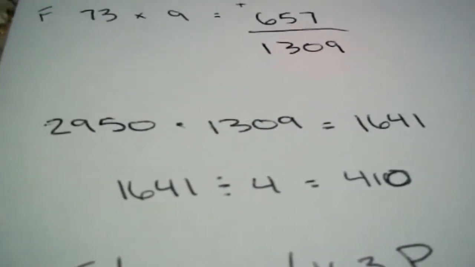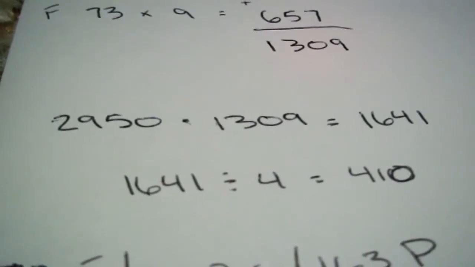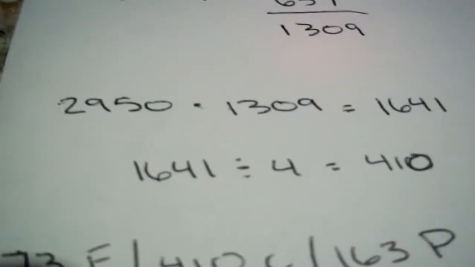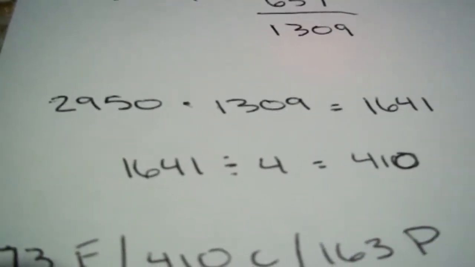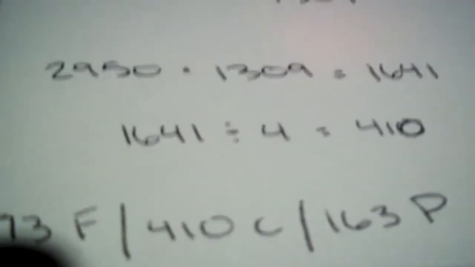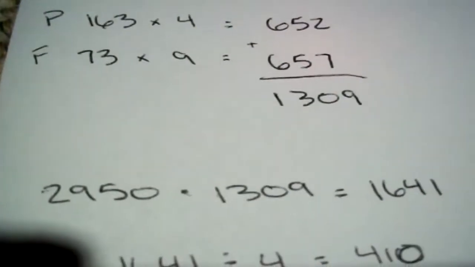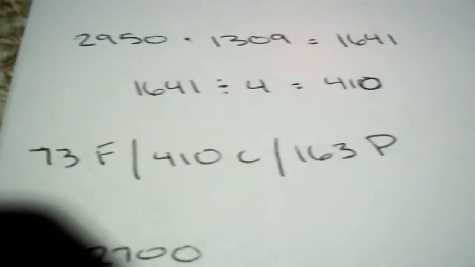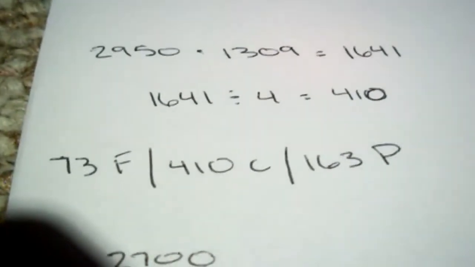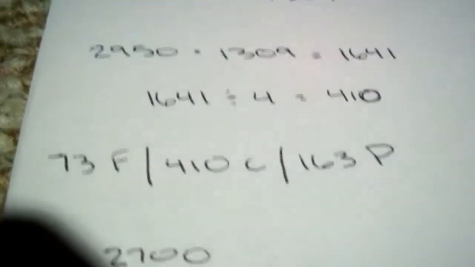So then, as you can see, it's 1,641, and then we're going to divide 1,641 by 4, and that's going to get you 410 carbs. So for this person bulking on 2,950 calories, that's going to get us to 73 grams of fat, 410 carbs, and 163 protein, and that's going to be, like I said, for 2,950 calories.